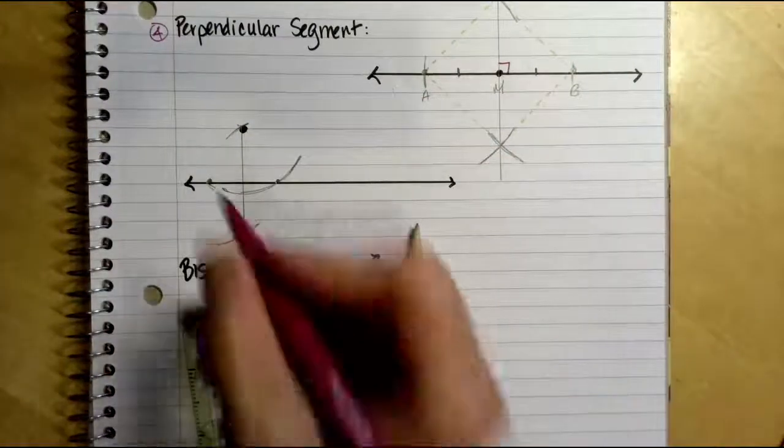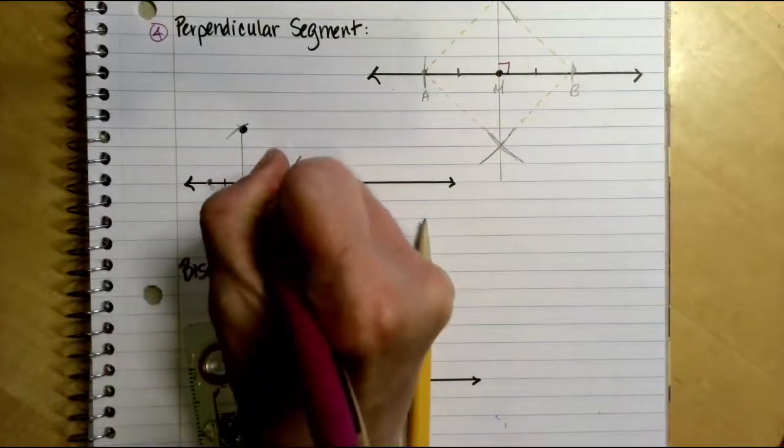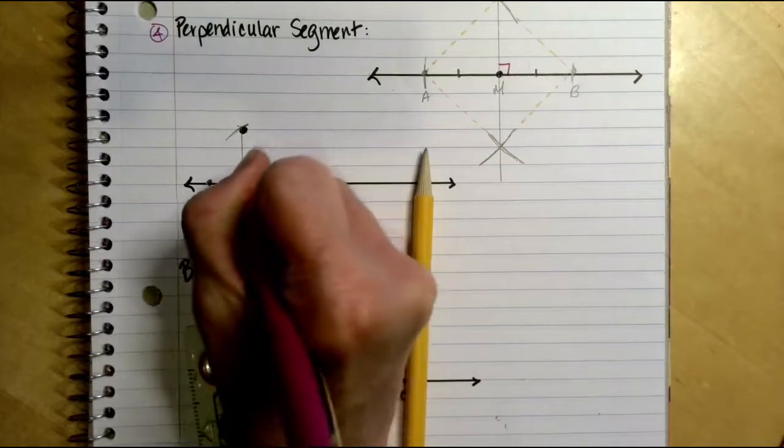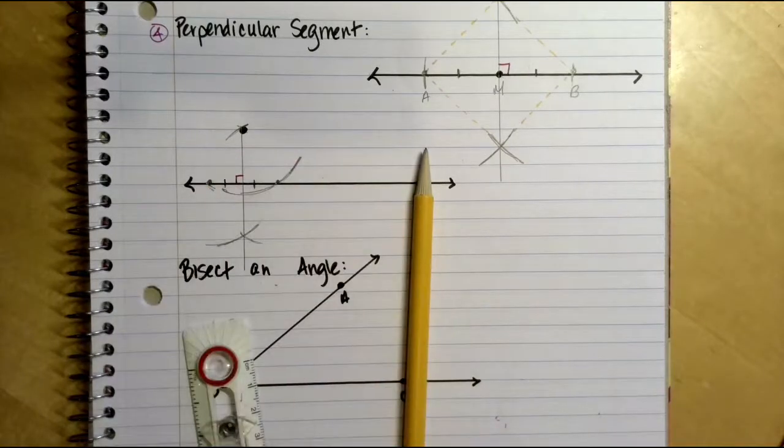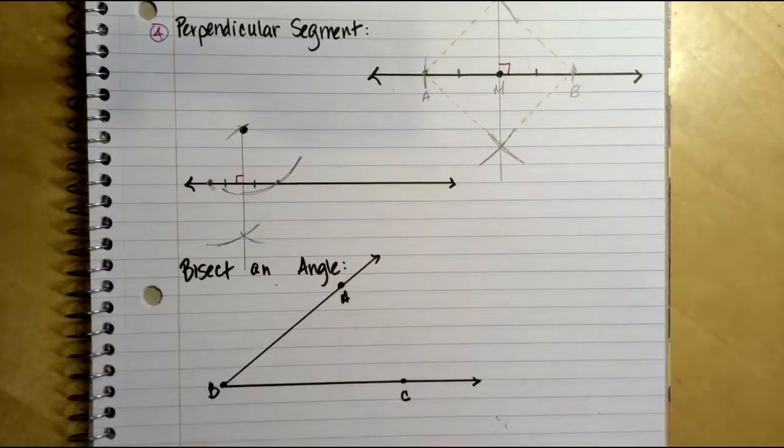So I can guarantee that this is bisected. I can guarantee that this is perpendicular for all the same reasons that all the other constructions also worked.